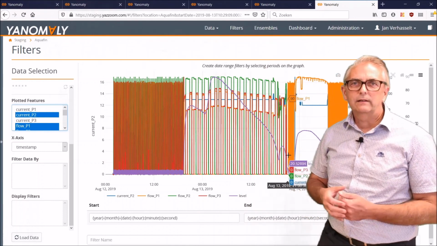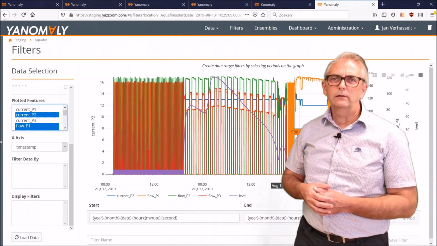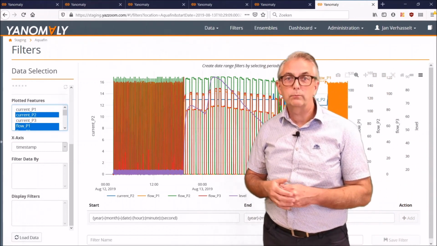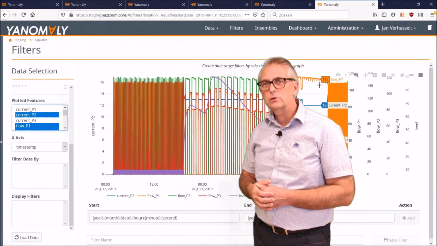So I hope in this way we have been able to illustrate how Yanomaly can be used to predict and analyze issues with pumping stations.